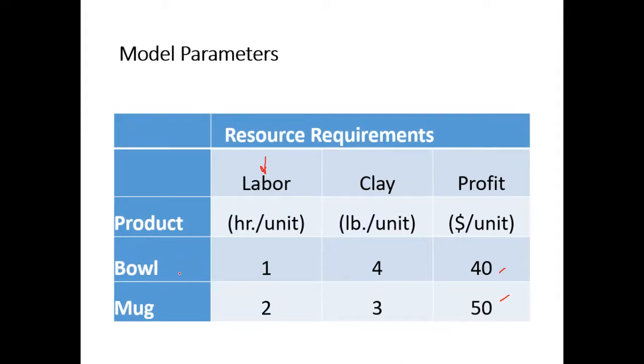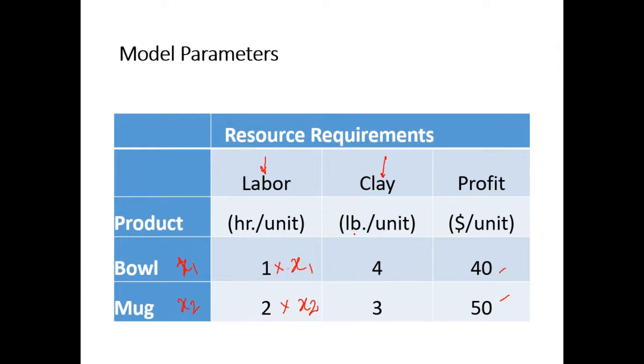Labor. So it's given that 1 hour is required for making one bowl. Okay, for making one bowl, we need 1 hour. So for making X1 bowls, we need 1 into X1. And mug is X2. So for making one mug, it needs 2 hours. So for making X2 mugs, it requires 2 into X2.